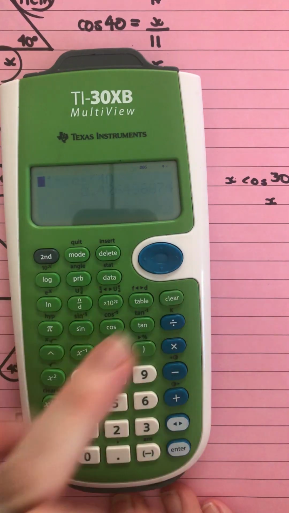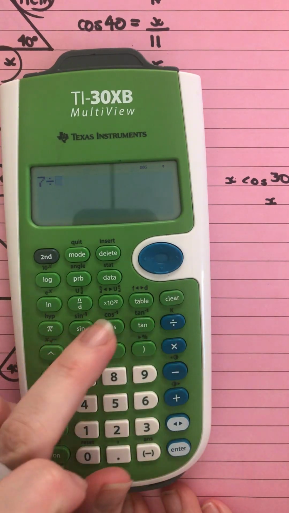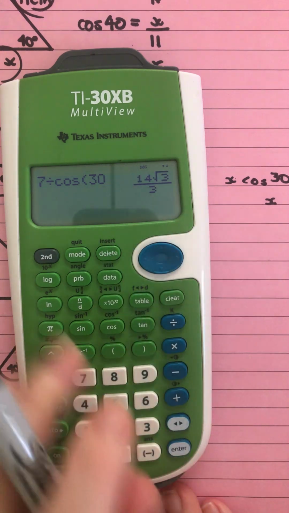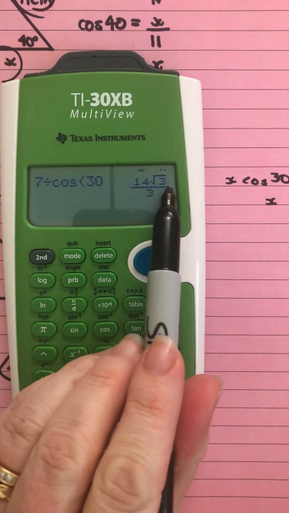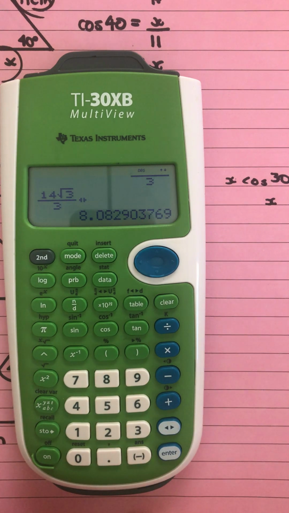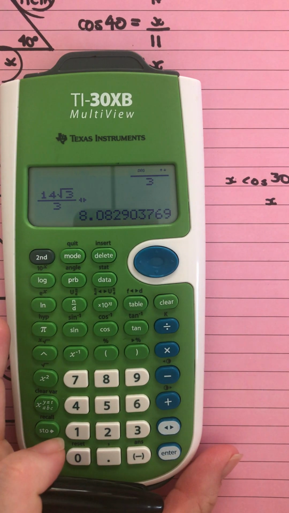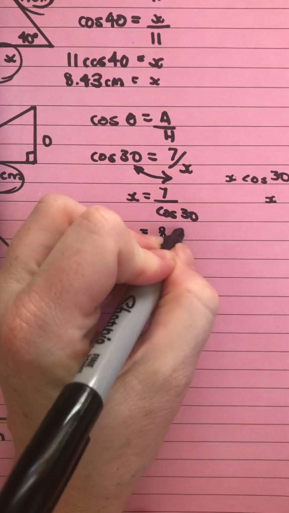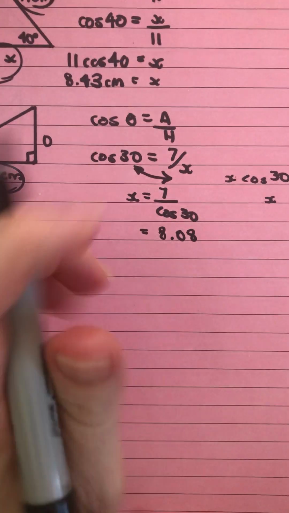So I grab my calculator, 7 divided by cos 30. And again, it's come up with that 14 root 3 there. So I'll just press my arrow and I get 8.082. So I'll round that to 8.08. And my units are centimetres.